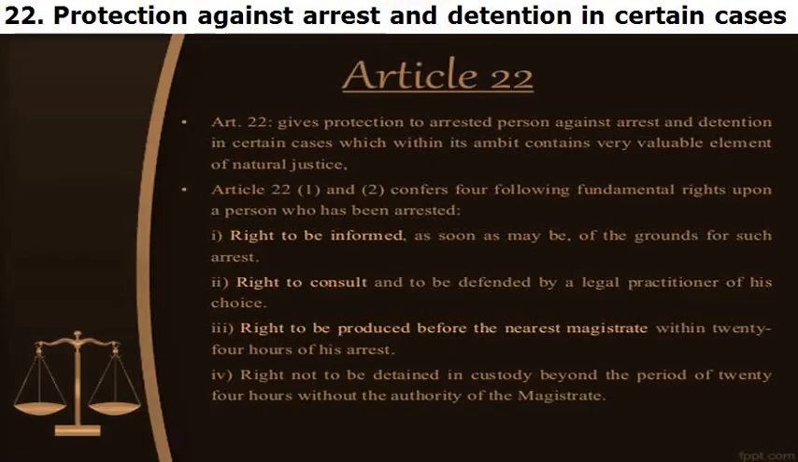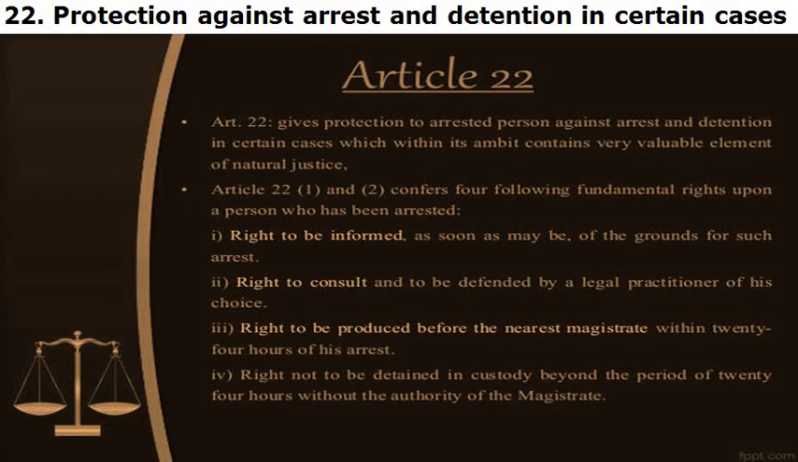Then comes Article 22. Article 22 deals with protection against arrest and detention in certain cases. It gives protection to a person against arrest and detention in certain cases, and within its ambit it contains very valuable elements of natural justice.